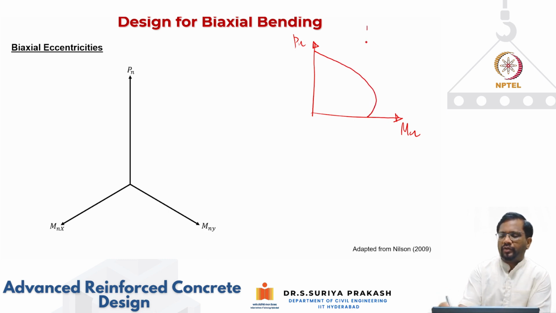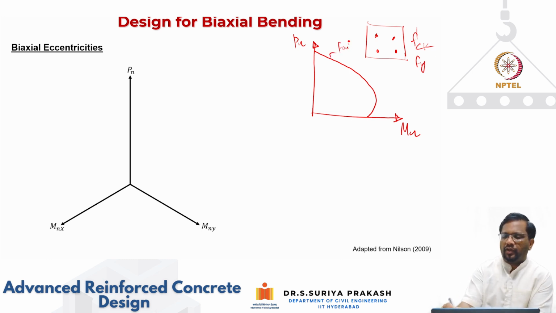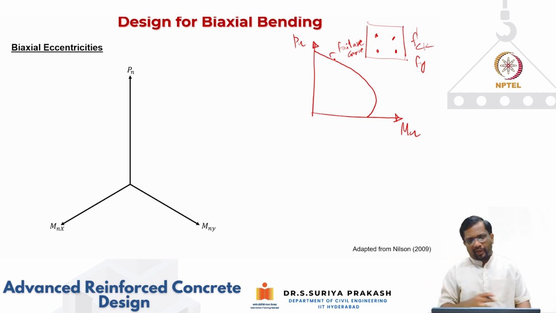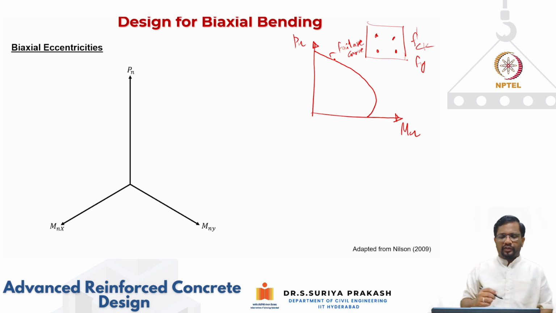So you know the dimensions of your cross section and you know the area of steel that you are going to have. Once all the dimensions are fixed, and you are given fck and fy of the grade of steel, then I can derive this. This we also call the failure curve. So this is a capacity curve or failure curve. This is the maximum capacity that a particular cross section can take.